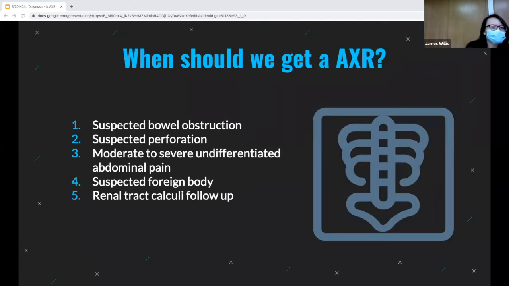So when should we get an abdominal X-ray? You should get it if you suspect a bowel obstruction, a perforation, maybe moderate to severe undifferentiated abdominal pain, suspected foreign body, or even a renal calculi follow-up. You shouldn't get an X-ray if there's abdominal trauma, right upper quadrant pain, a suspected intra-abdominal collection, an acute GI bleed, or a suspected cancer. Constipation is a clinical diagnosis. You shouldn't get any pictures for that.